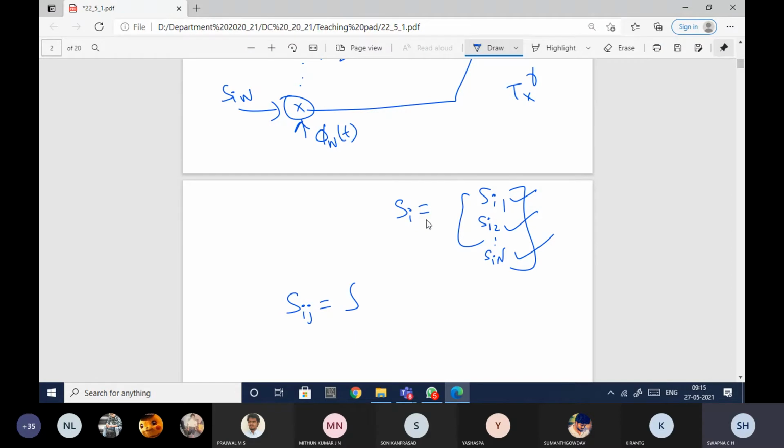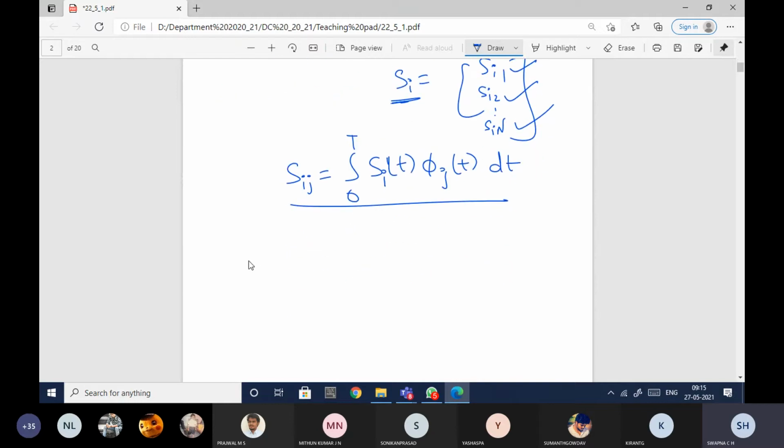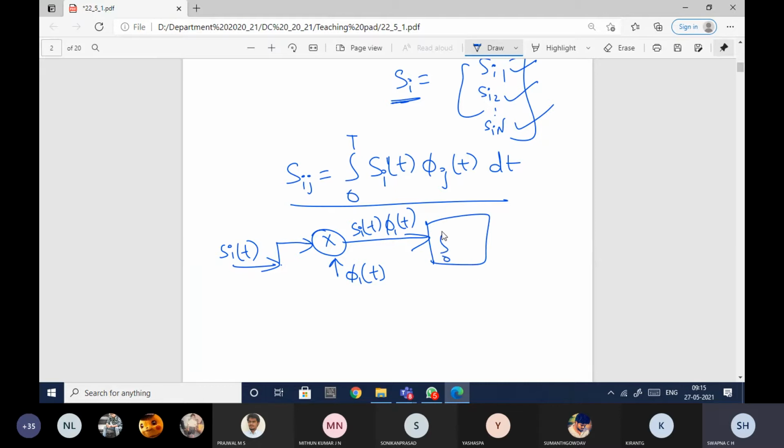So s_ij can be found, because I need si, which is nothing but the vector s_i1, s_i2, up to s_iN, right? In order to get s_ij, I need to take the integral from 0 to T of s_i of t into phi_j of t dt. This is how I'll be able to get s_ij. So what should be there? I should have s_i of t, so that in order to get s_i1, I first multiply s_i of t with phi1 of t, so that I get s_i of t into phi1 of t. When I give it to the integrator, then only I'll get s_i1.